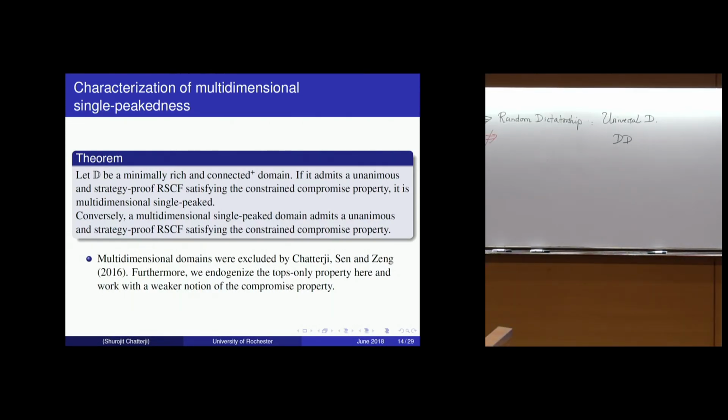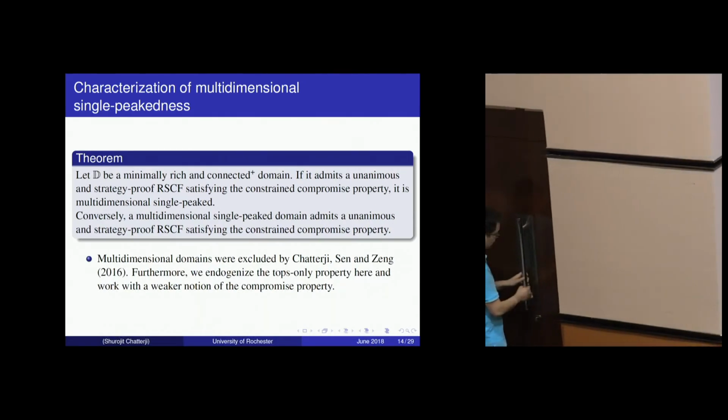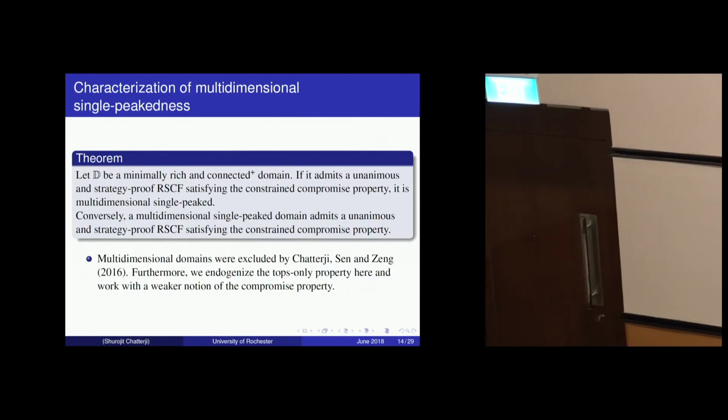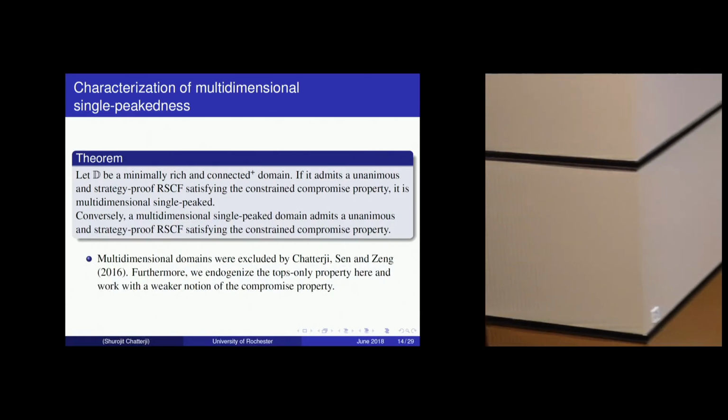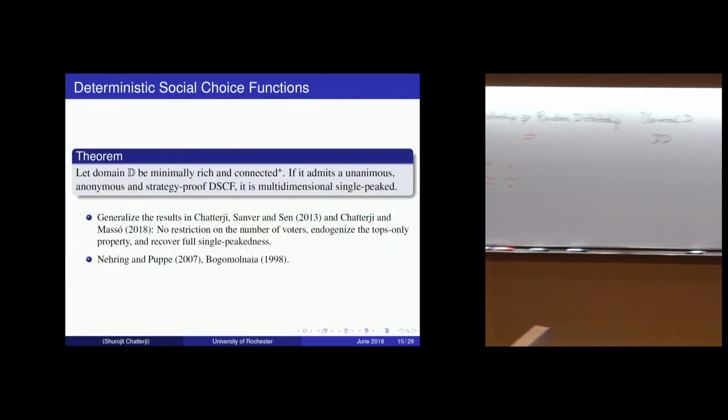This was an axiom in our earlier work, but in the present paper, we are actually able to endogenize this requirement. Strategy-proofness and unanimity, as a first step of the proof, guarantees the tops only property. So that's another improvement over this earlier literature. And the same is true for this theorem vis-a-vis earlier results, these two papers. So a quick mention of what earlier work there has been.